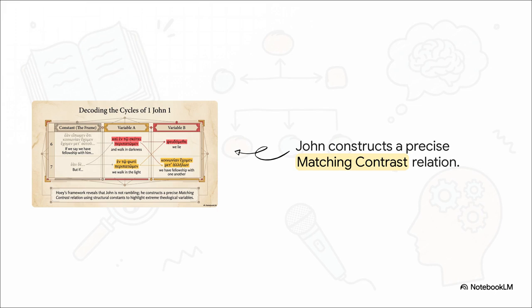Now, what's really interesting about this slide is how perfectly this formula unlocks the Greek text of 1 John chapter 1, verses 6 and 7. The constant frame is "if we say," or "but if." That's the repeated condition. The first variables are walking in darkness versus walking in the light. Then the resulting variables are we lie versus we have fellowship. See that? Hoey's framework reveals a perfectly symmetrical, structurally precise matching contrast between walking in darkness and walking in the light. John uses those structural constants to highlight extreme theological variables. It is breathtakingly organized when you finally see it.